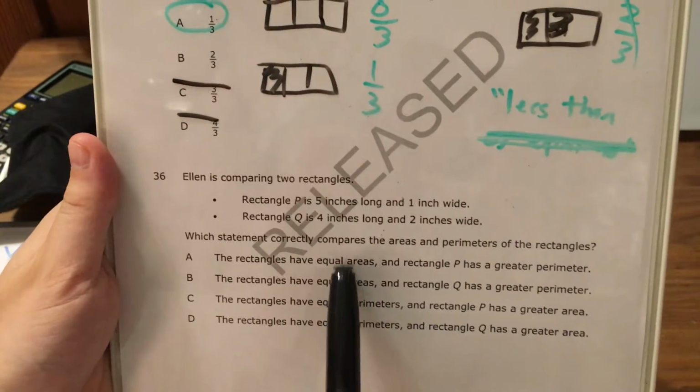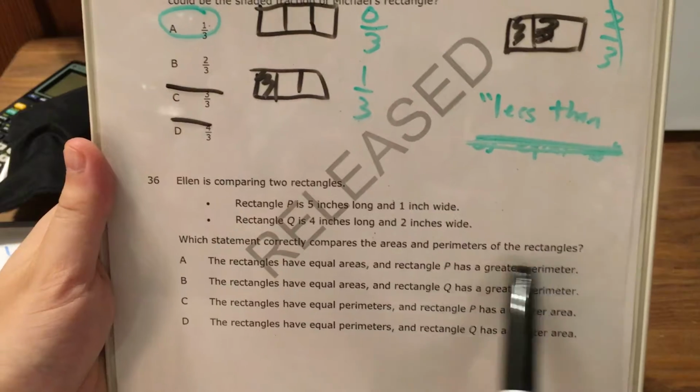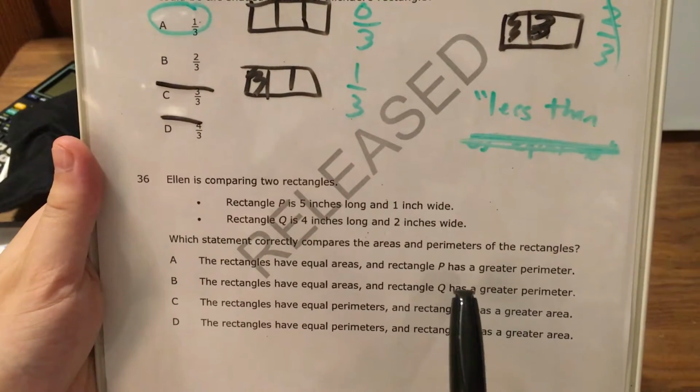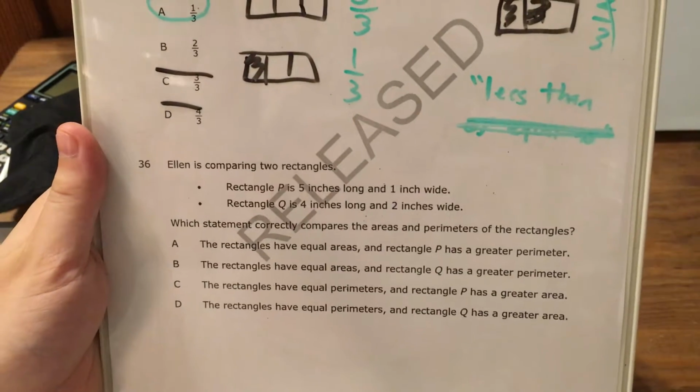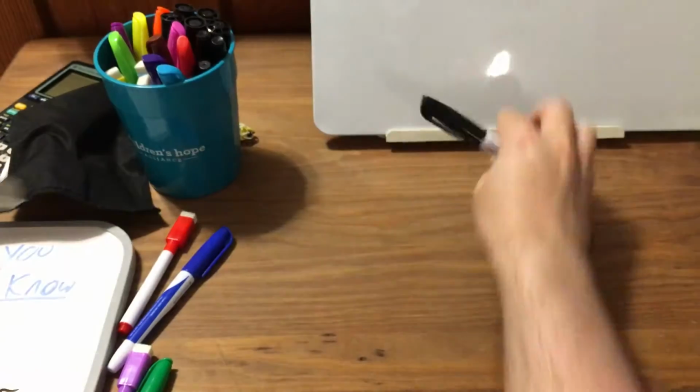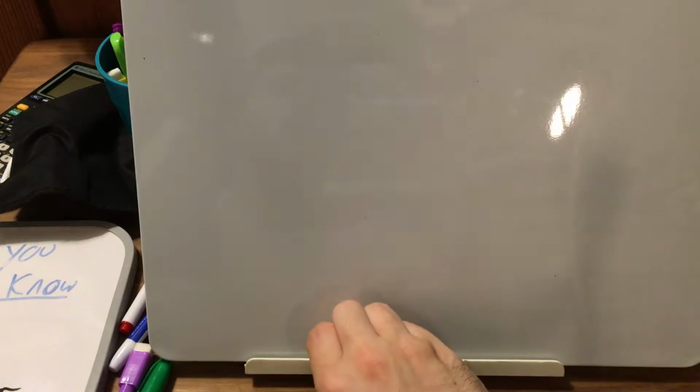See if their areas are equal, their perimeters are equal, and which rectangle has the greater one of either one of those that's not going to be equal. So I'm going to actually have to break out my bigger board that I have in the back here. Let's break that up.